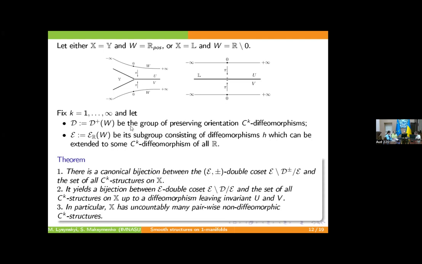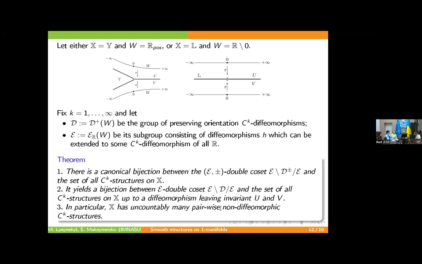And now the result is the following. The statement is that there is a canonical bijection between the double cosets of this E, D modulo E, and the set of all C^k structures on X. So the statement holds for both cases.